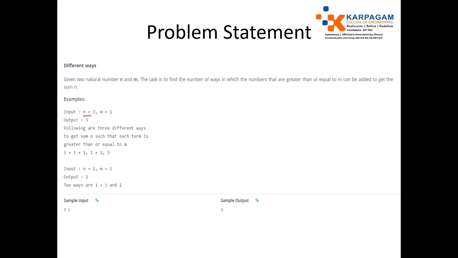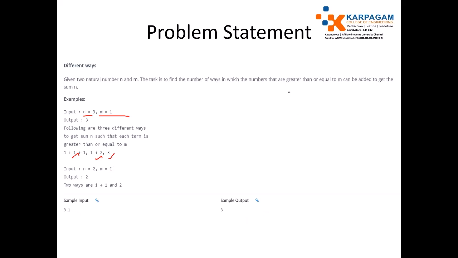Here n equal to 3, for example, and m equal to 1, the output will be 3. So to get sum 3, we will add 1 plus 1 plus 1. That is one possibility, and this is greater than or equal to m. Then we take 1 and 2, that is another option to get 3, and we have one more option, 3 itself. There are 3 possibilities, so the answer will be 3.